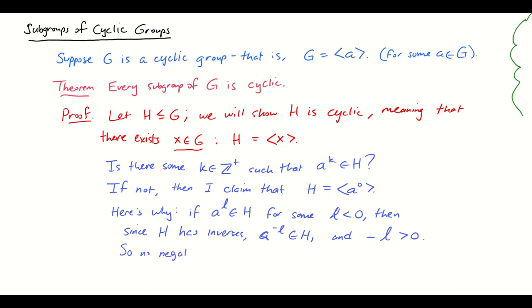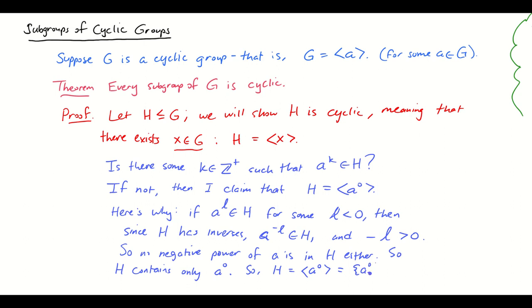Okay, so that means that no negative power of A is in H either. So H contains only the 0th power. Only A to the 0, because that's the only power of A that can be in H, and the only things that are in G are just powers of A. G is cyclic. All right, so H is just the cyclic subgroup generated by A to the 0, which is also just the set containing only the element A to the 0. All right, so that's one case.